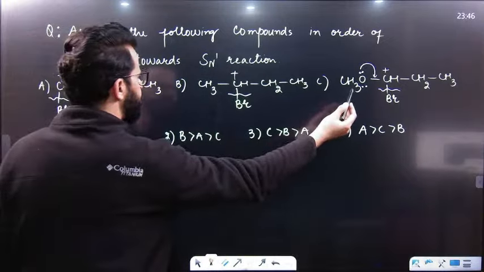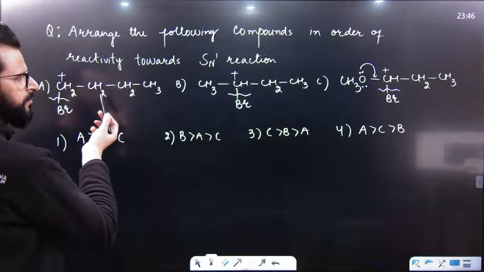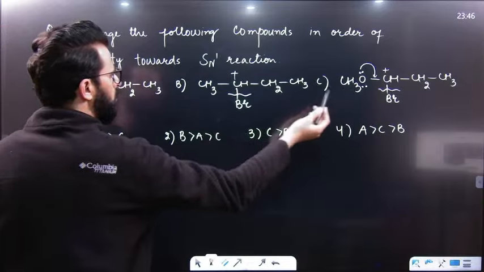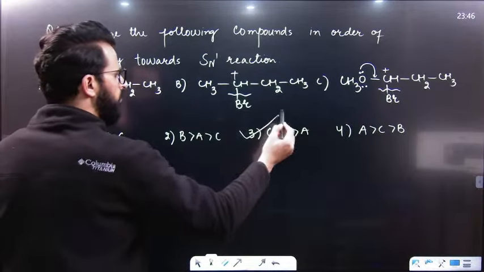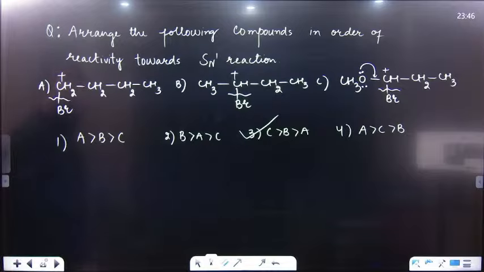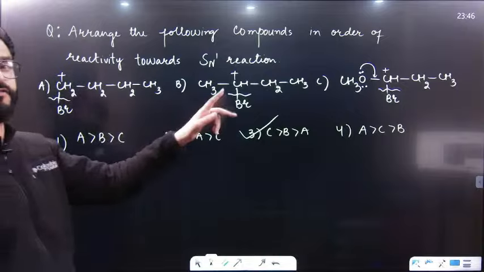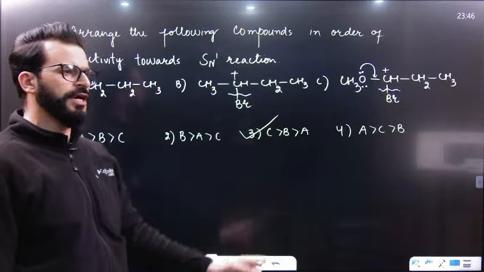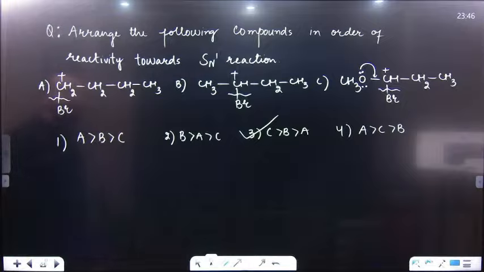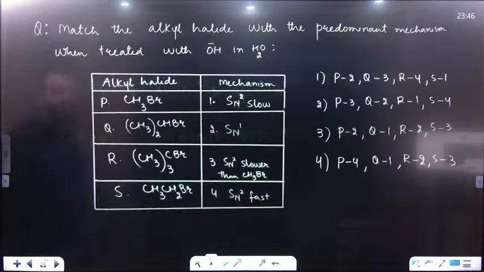So it will be C, then B, then A. First of all, it will be C, then B, then A, because we are having an SN1 reaction. After that, the rate of SN1 is directly proportional to the stability of the carbocation. So form the carbocation and you can answer the rate of the reaction.